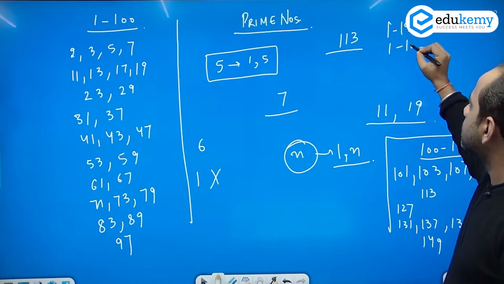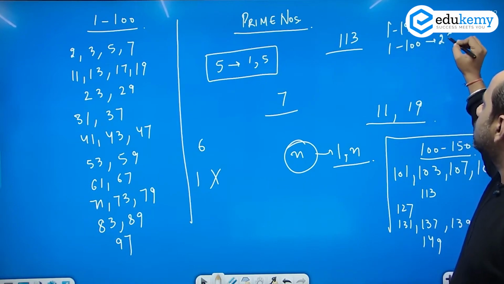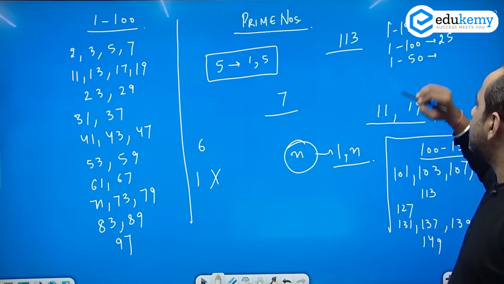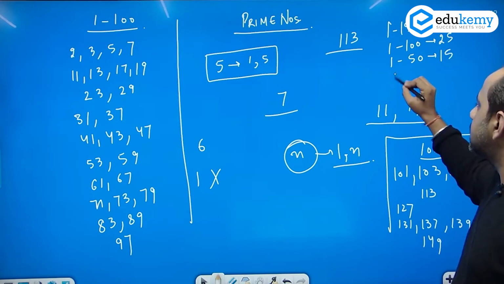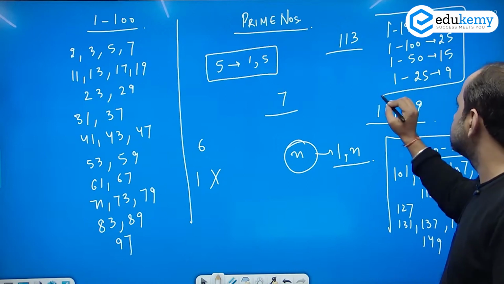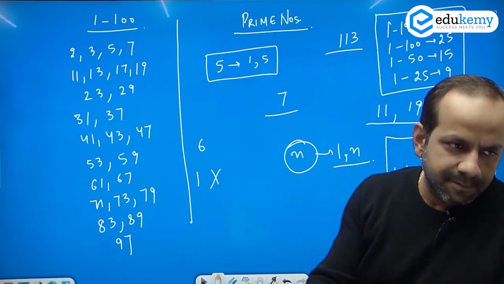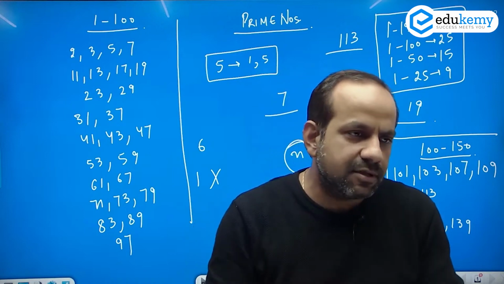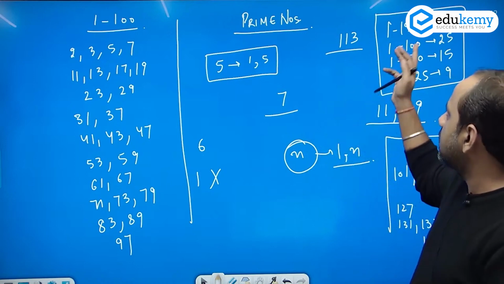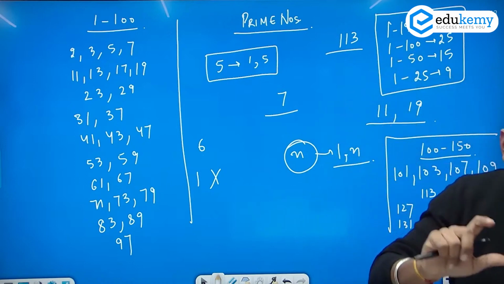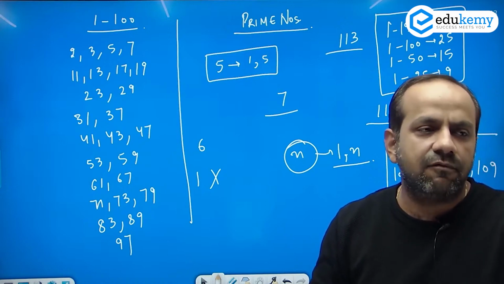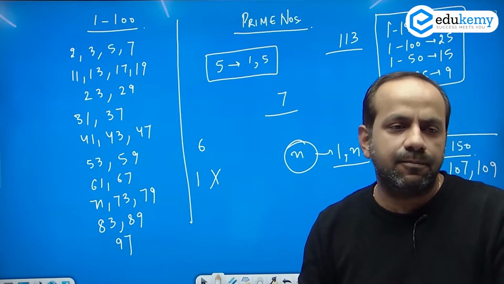From 1 to 100 we have 25 prime numbers. From 1 to 50 we have 15 prime numbers, and from 1 to 25 we have 9 prime numbers. Okay. If I write down all the prime numbers from 1 to 150, we have in total 35 prime numbers. From 1 to 100 we have 25, from 1 to 50 we have 15, and from 1 to 25 we have 9 prime numbers in all.